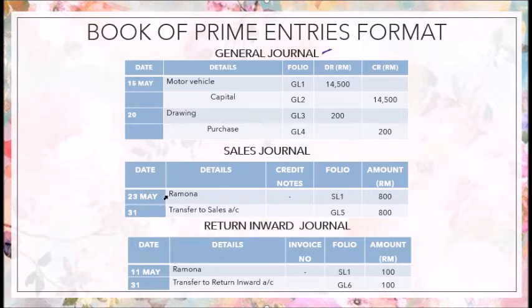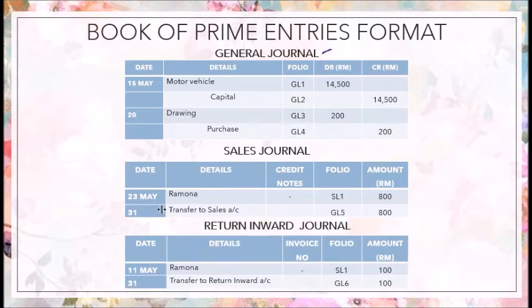On 23rd May there is a sales transaction. After looking at this transaction closely, it seems I made a mistake in the date. The sales transaction is on 11 May and the return is on 23 May. Other than that, there are no problems.